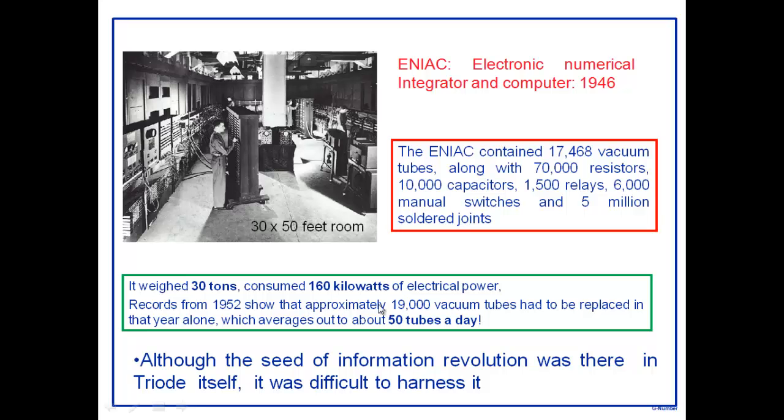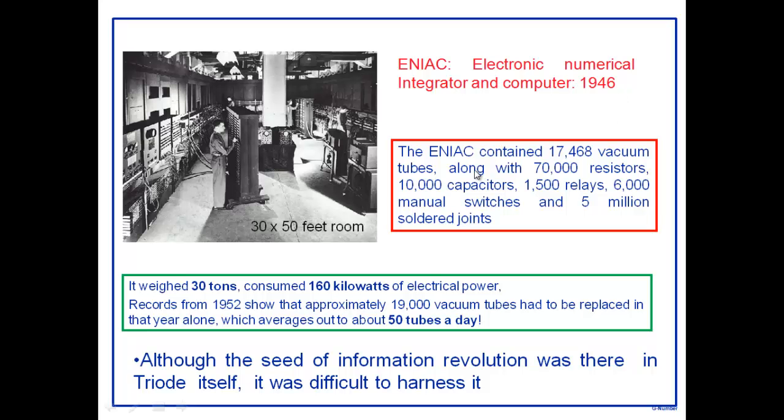And it was not a very reliable system. The tubes would burn out, and about 50 tubes a day on average had to be replaced. So this was the status. Of course, this ENIAC could do things that were beyond imagination as compared to mechanical computers.